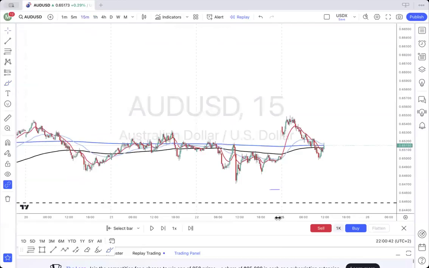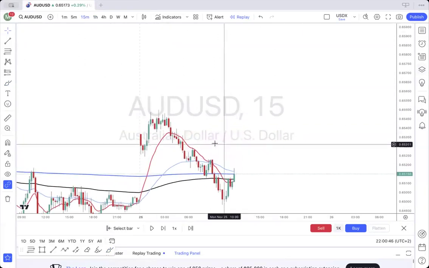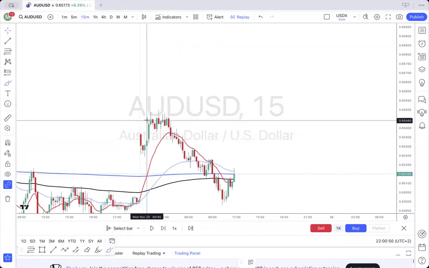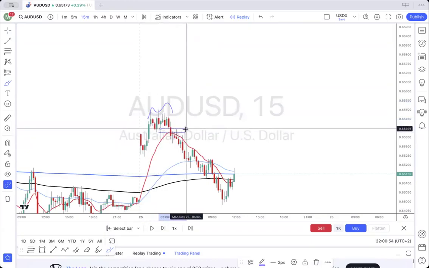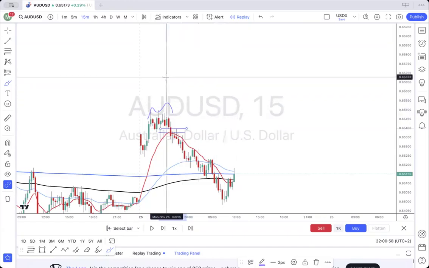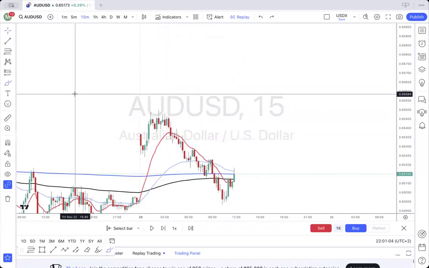start saying you see an M formation here, a small M formation, and the market did test the neckline here. If you want to start being that much sensitive, then yeah, you can take it. But for me, it's not really that clear.